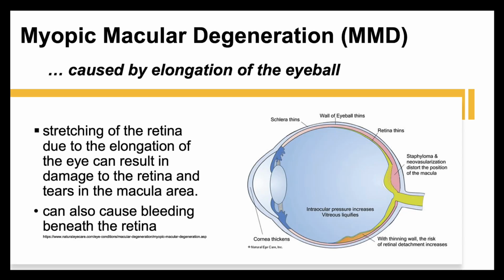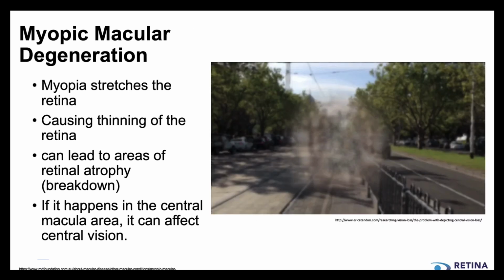So why does this happen? The stretching of the retina due to the elongation of the eye. As you know, if you take a balloon and you stretch it, the wall gets thinner and thinner and thinner until it ruptures. The retina does exactly the same. And if this happens in the retina, that thinning can also cause bleeding beneath the retina.